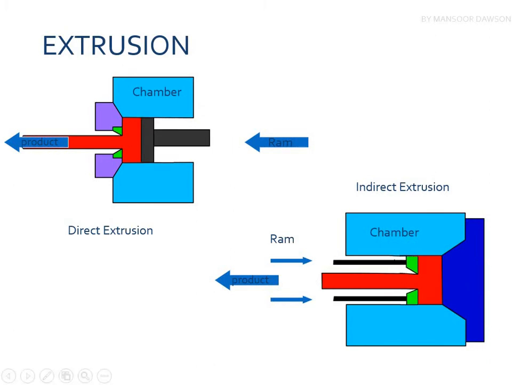So that is indirect extrusion, in which your product is coming out from the same side from which you're providing the force, and in the direct extrusion, what is happening is your product is coming out from the other side of the die.